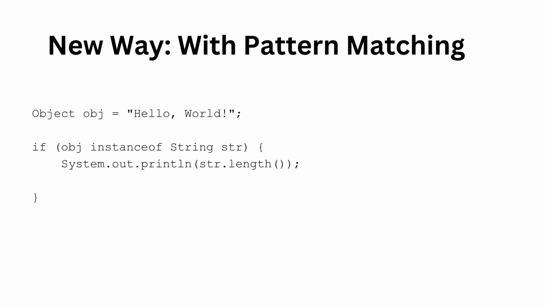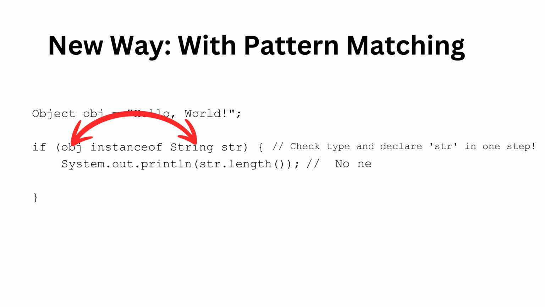In Java 16 and later, pattern matching for instanceof simplifies this by combining both steps into one. What's the difference? You use instanceof to check the type and declare a variable like str at the same time, and no need to manually cast anymore. The variable str is already treated as a String.